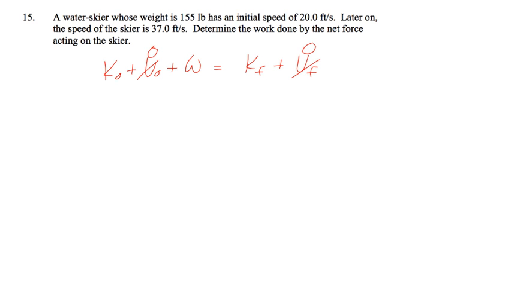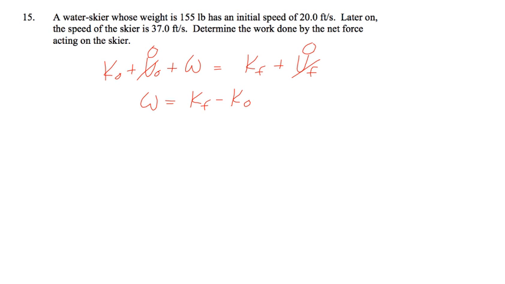And the question is asking, determine the work done by the net force acting on the skier. So if I solve this right away for the work, because that's the unknown, I just have to move my KO to the other side. So my work is going to be KF minus KO, and my formula for K is 1/2 mv squared. I have the two V's, but I don't have the M yet on the board. So I need to somewhere solve for M.